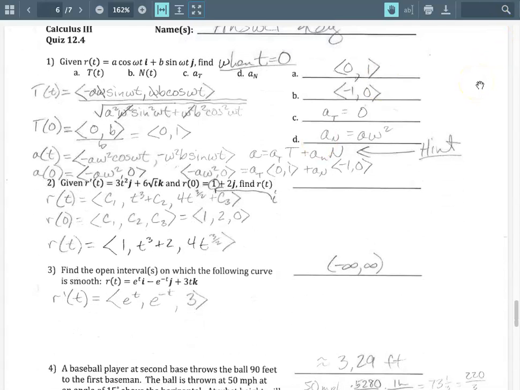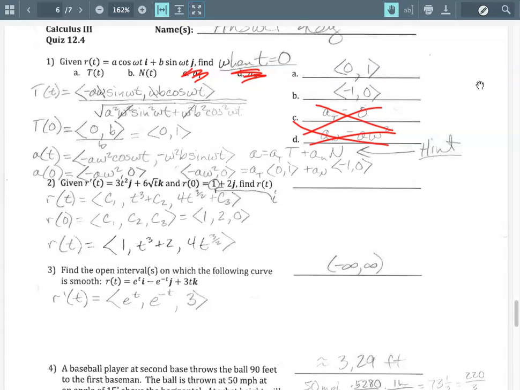So for the first one, the one with alpha and omega, so alpha cosine wt, beta sine wt, find T of t and N of t. You guys didn't have to do these two parts. These went on your quiz. So that wasn't there. Okay. So anyway, you only had to find these at t equals 0.